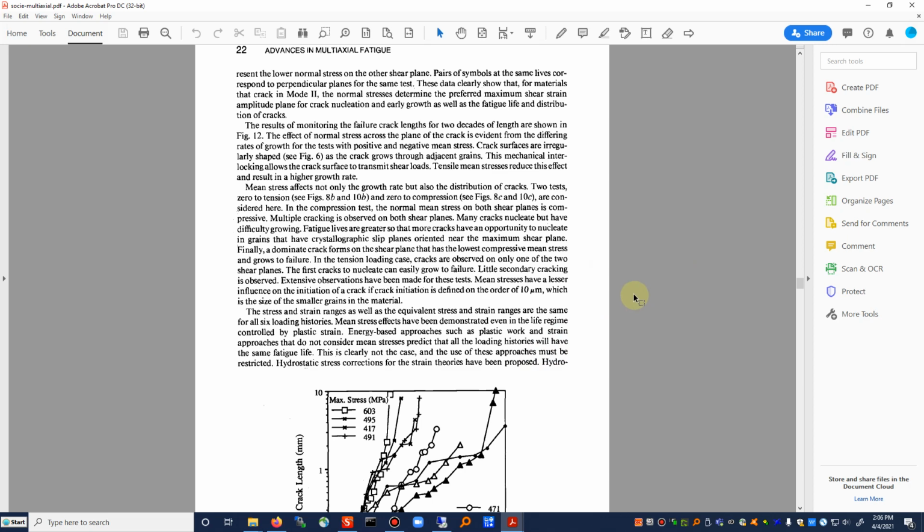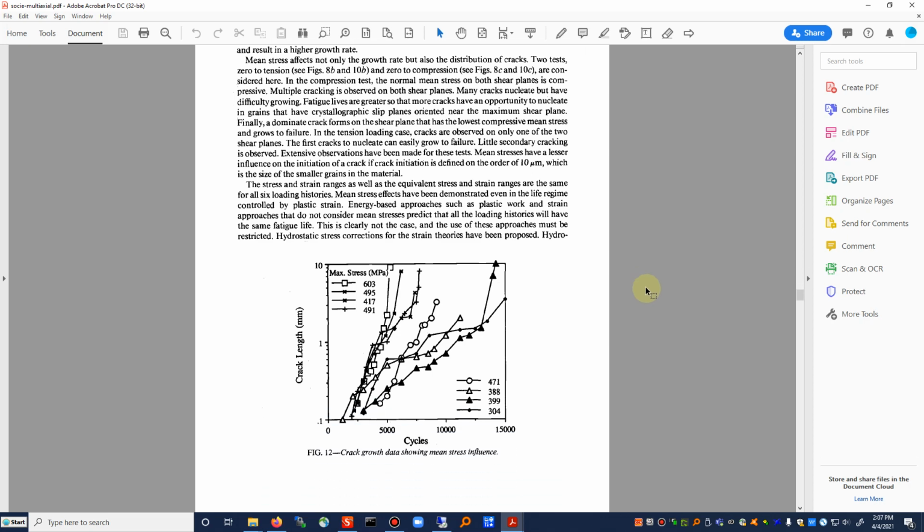The stress and strain ranges, as well as the equivalent stress and strain ranges, are the same for all 6 loading histories. Mean stress effects have been demonstrated even in the life regime controlled by plastic strain. Energy-based approaches such as plastic work and strain approaches that do not consider mean stresses predict that all loading histories will have the same fatigue life. This is clearly not the case, and the use of these approaches must be restricted. All right, so even though the area of your hysteresis loop may be the same for those different types of loading paths, it's more than just energy that comes into play. Mean stress definitely has an effect on the fatigue life.